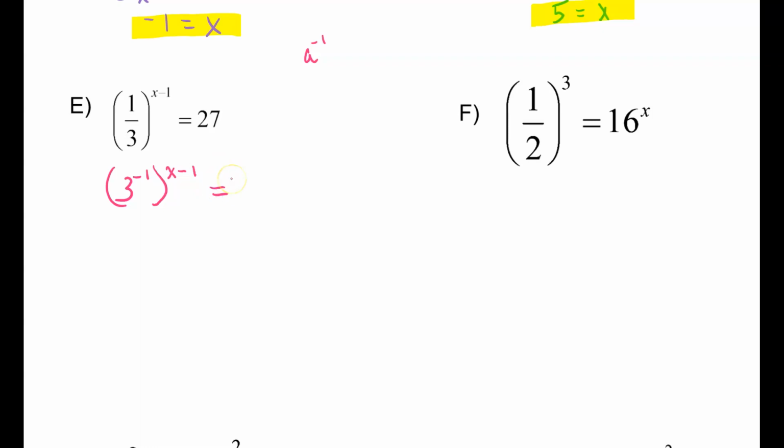Equal to, and what will we restate that 27 as? 3 to the 3rd. Okay, so again, be careful because we're doing the power to power rule, and this x minus 1 is a quantity. So the left side will become 3 to the negative x plus 1 equal to 3 to the 3rd. And now I can set the exponents equal to each other. Negative x plus 1 equals 3. And I'm going to add the x to the other side and subtract the 3. So x equals negative 2.